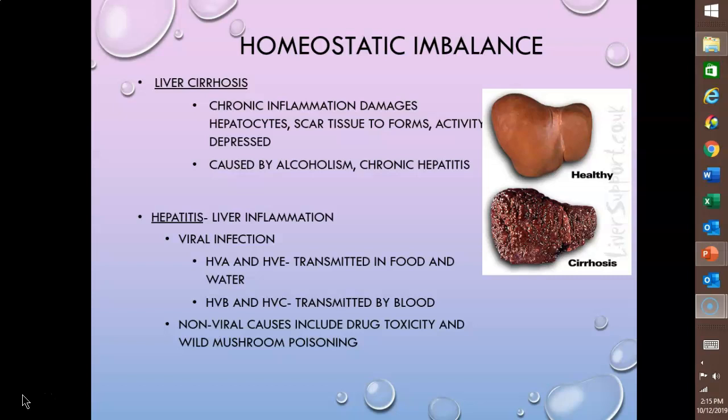Hep D is transmitted like Hep B. A person actually must have been co-infected with B before they can contract D. Hep D results in severe liver damage and has a higher fatality rate than infection with virus B by itself. But there is a vaccine available. The non-viral causes of hepatitis can be caused by drug toxicity and wild mushroom poisoning.